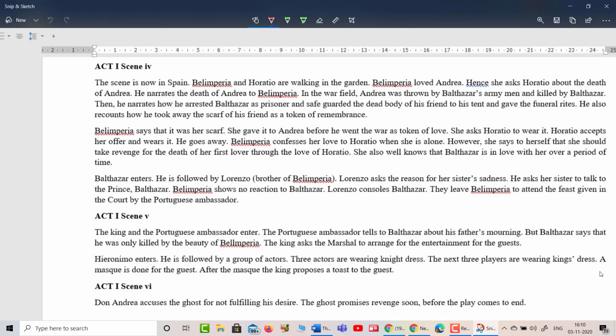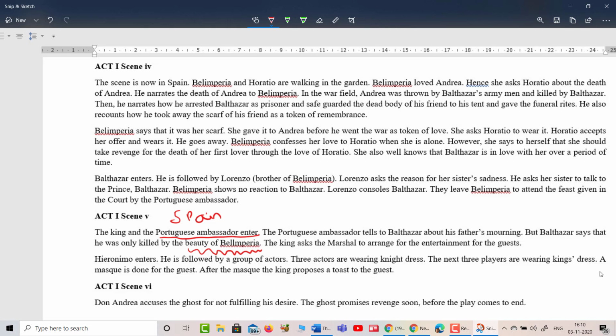Act 5 opens in Spain. Again, it is the arrival of the Portugal ambassador. The Portugal ambassador tells Balthazar about his father's mourning, but Balthazar says that he was only killed by the beauty of Bellmperia. So now Balthazar has fallen in love with Bellmperia, and he sends a message through the Portugal ambassador that he wants to marry Bellmperia.